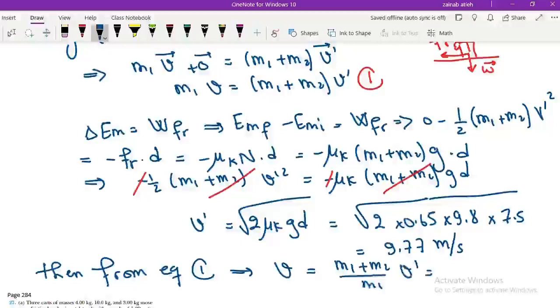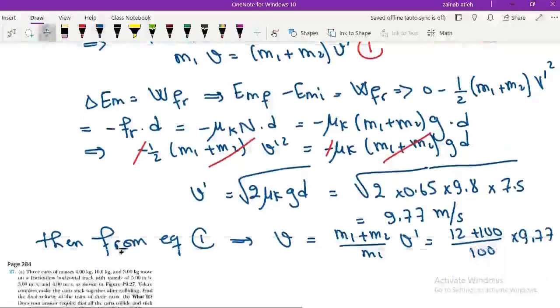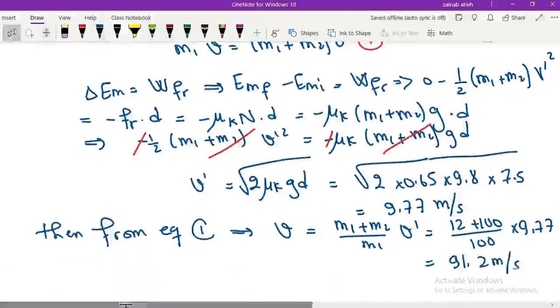M1 was the mass of the clay, it's 12, plus M2 100, over 100. I did not convert to SI units because gram over gram will cancel each other. Okay, and V prime is 9.77, I will get my answer, which is equal to 91.2 meter per second. Okay, and this is for this problem.